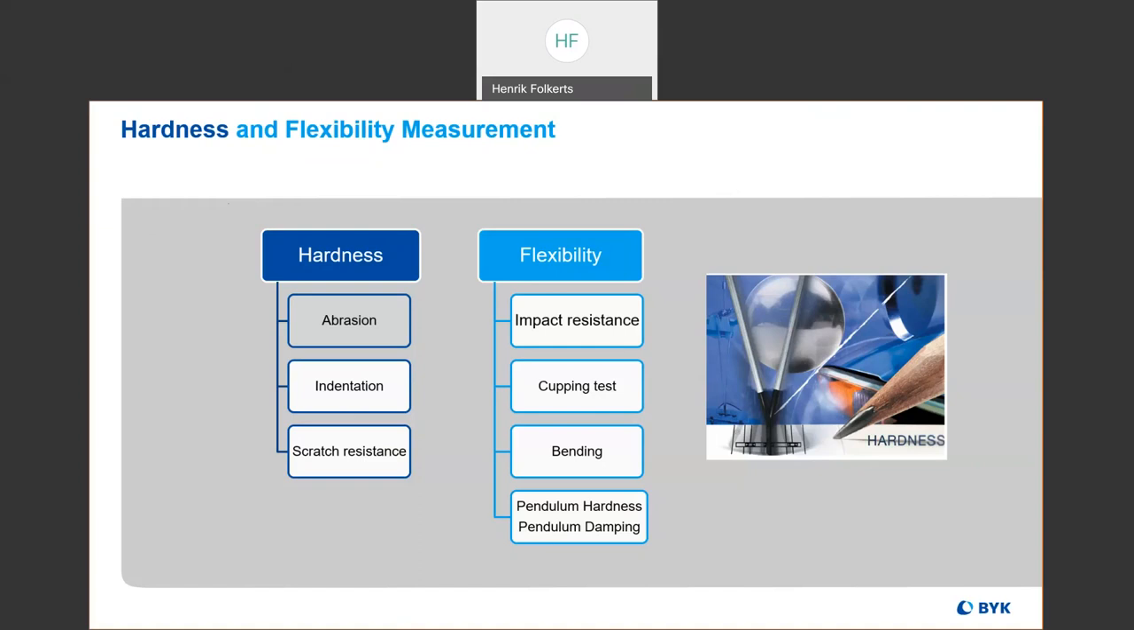Additionally, we will concentrate on the different flexibility measurements, such as bending, cupping test, impact resistance, and the damping method. The damping method uses a pendulum hardness tester, which is not a hardness test, but a flexibility test. Because of historical reasons, many people refer to it as pendulum hardness. But in reality, this method evaluates the flexibility of a coating.